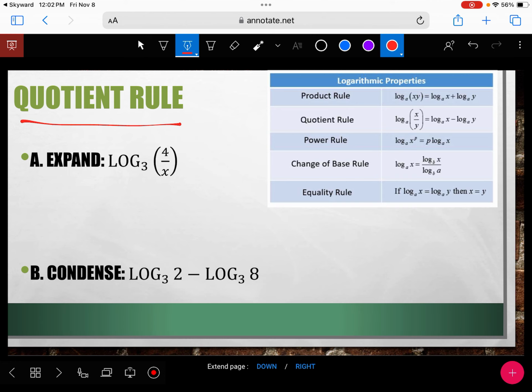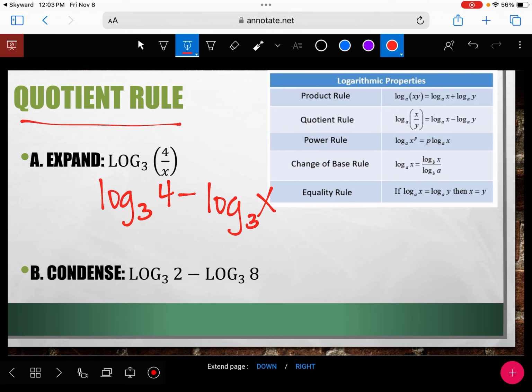So that log base 3 of 4 over x. Again, the biggest mistake is people will do log base 3 of 4 minus x. That is wrong. Each term, when you expand it, gets a log. So the correct way would be to say log base 3 of 4 minus the log base 3 of x.